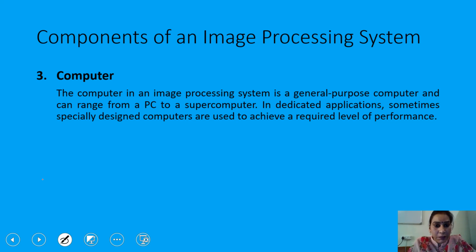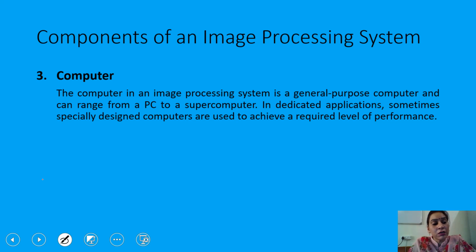If we are talking about the hardware, we are talking about the software, we talk about the display screen, memory, hard copy, all are related to the computer. The computer in an image processing system is a general purpose computer and can range from PC to supercomputers. In dedicated applications, sometimes specially designed computers are used to achieve a required level of performance.